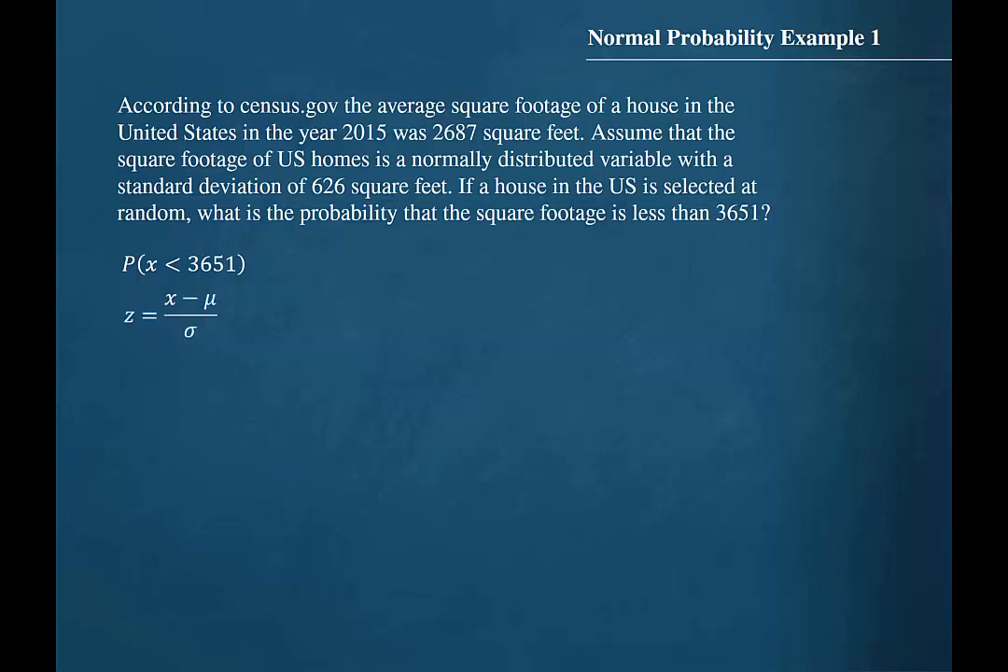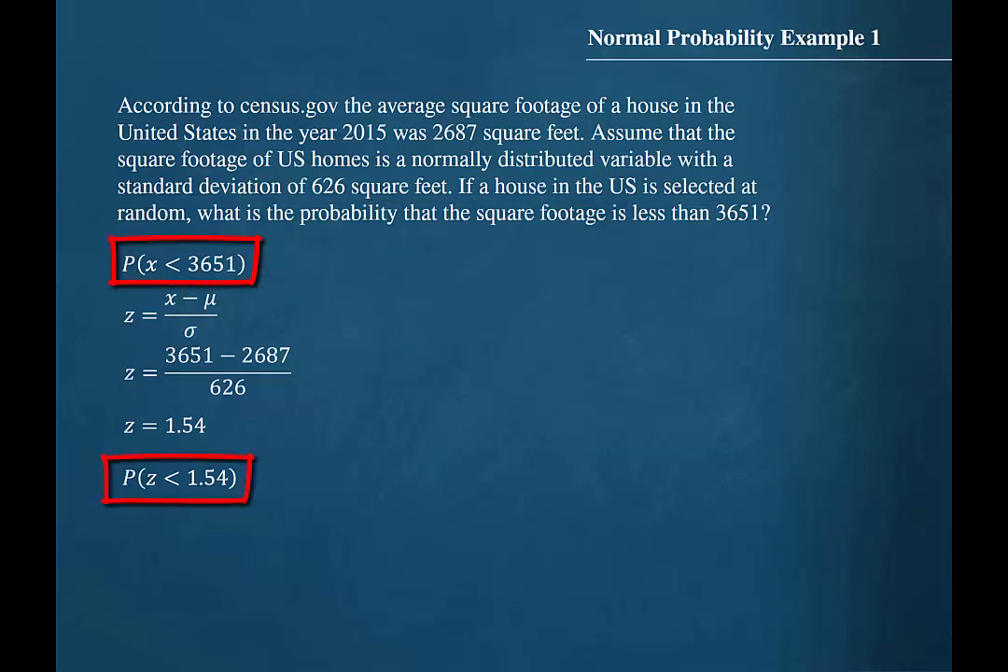In order to calculate this probability, we will first need to calculate the z-score associated with this value of the random variable. So we will find the difference between the value of the random variable 3,651 and the mean 2,687, and then divide that by the standard deviation 626. This gives us a z-score of positive 1.54. So finding the probability that the random variable x would take on a value less than 3,651 is the same as finding the probability that z would be less than 1.54 in the standard normal distribution.